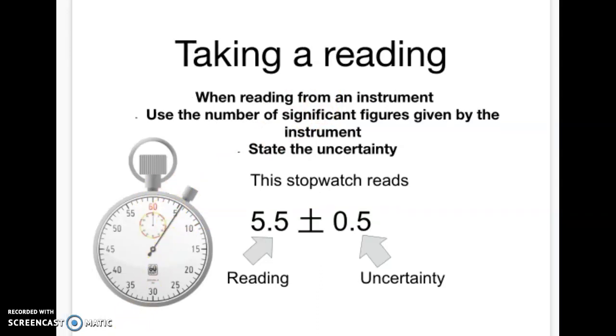We express the reading and the uncertainty in the following form. You will always, from now on, write down your measurements like this. You will have the reading itself and you will have the uncertainty. Both are important aspects. In this stopwatch here, we can read that it's 5 and a bit. Now we're going to express that a bit more accurately.